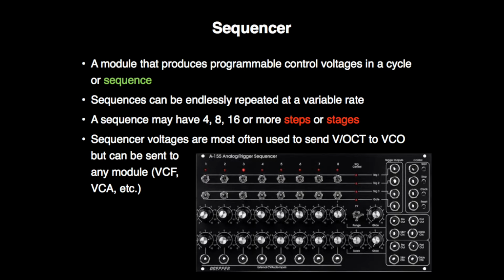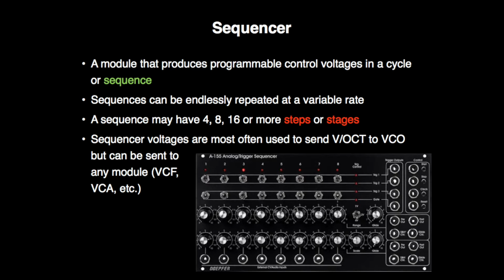A sequence can have a variable number of steps or stages. That's what you call each place in the sequence. Each individual step would refer to an individual note if you're sending it to an oscillator. So there can be 4 steps in the sequence, 8, 16, as many as 24. It's possible to have even more than that, but usually multiples of 8 are the most common, though you can always adjust these. So if a sequencer has a maximum of 8 steps, you could always eliminate steps. So you could have 7 or 6 or 5, etc.